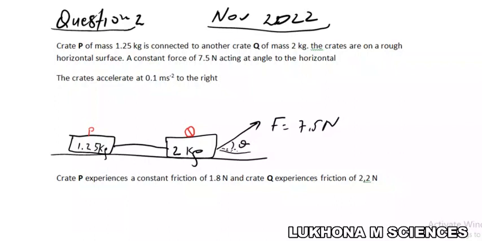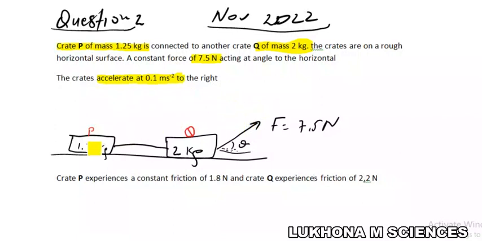Let's start by analyzing the statement. Crate P of mass 1,25 kg is connected to another crate, Q, that has a mass of 2 kg. The crates are on a rough horizontal surface. A constant force of 7,5 newtons acts at an angle theta to the horizontal. The crates accelerate at 0,1 meters per square second to the right.